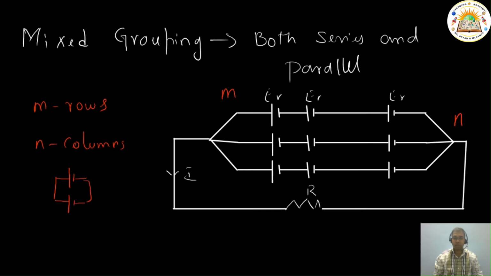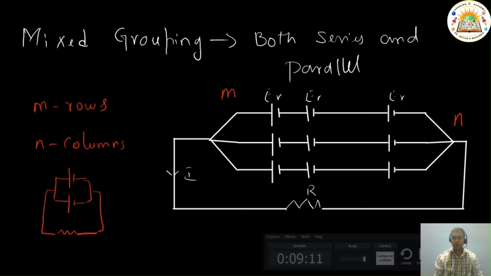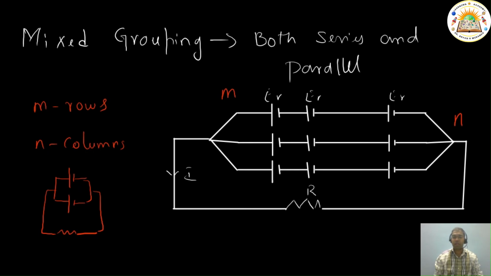So I get the series combination, and then this is connected to an external resistance. So I combine the series in each row, and then for whatever effective EMF and effective resistance we get, we will make sure that they are added in parallel. So for this we can go ahead and write what the current is going to be. The current is going to be nothing but MNE divided by N times capital R plus M times small r.